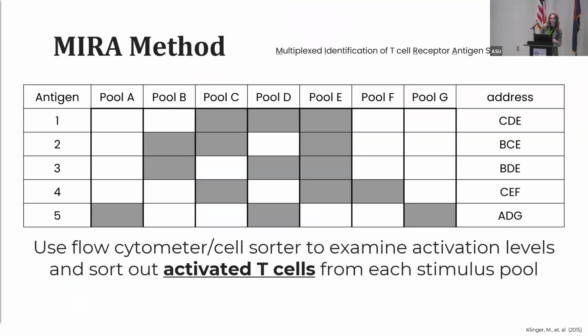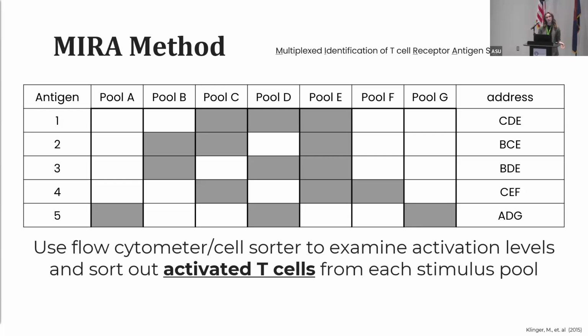So we used this super cool multiplexing scheme, the MIRA method. MIRA stands for multiplex identification of T cell receptor antigen specificity. I guess MIRA sounded cooler than MITRUS, so they left out a couple letters in that. But we took each of our 27 antigens, as you guys see along the left, and we aliquoted our pigtail macaque cells into 7 aliquots, A through G.